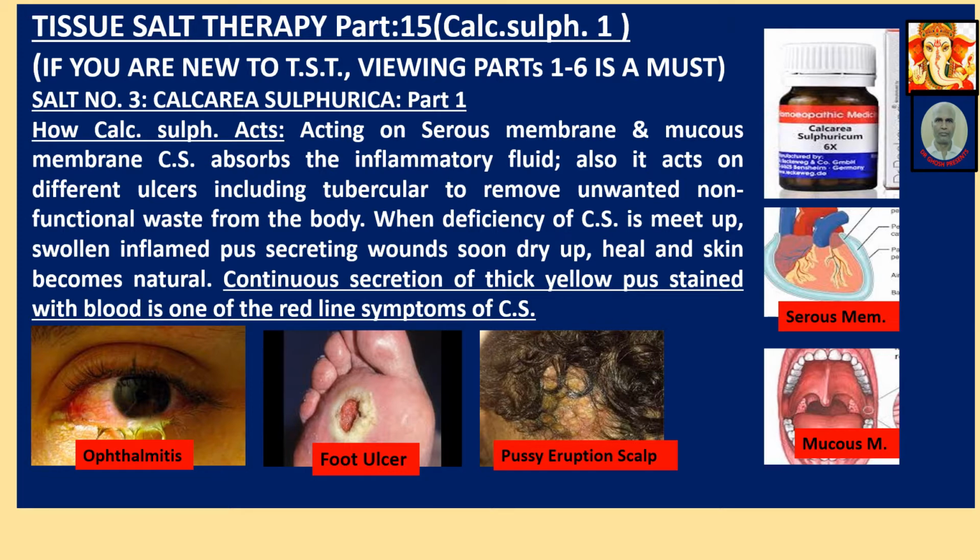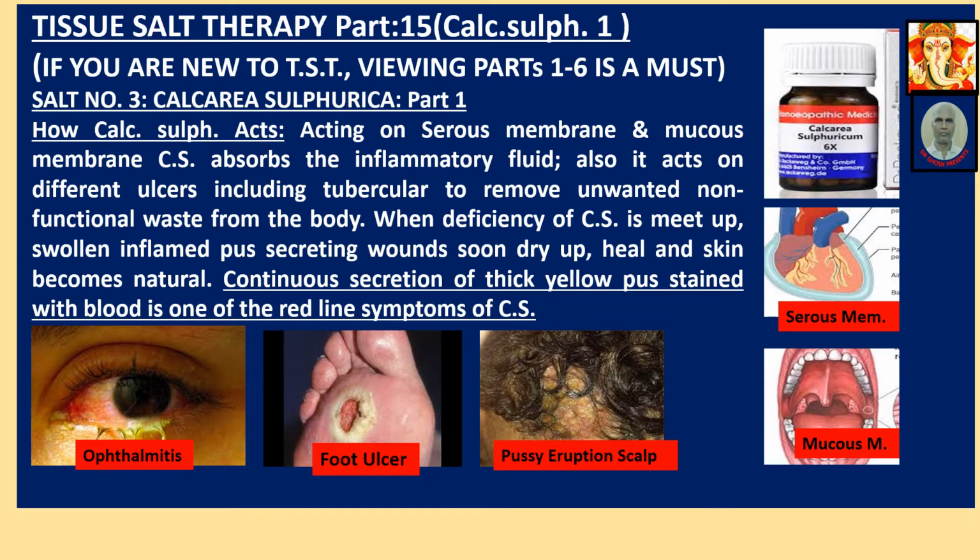Part 1. How Calcarea Sulph acts. Acting on serous membrane and mucous membrane, Calcarea Sulph absorbs the inflammatory fluid. Also, it acts on different ulcers including tubercular to remove unwanted non-functional waste from the body. When deficiency of Calcarea Sulph is met up, swollen inflamed pus secreting wounds will soon dry up, heal, and skin becomes normal. Continuous secretion of thick yellow pus stained with blood is one of the red-line symptoms of Calcarea Sulph.